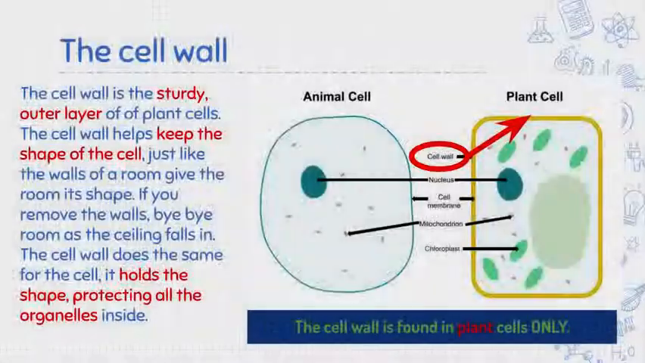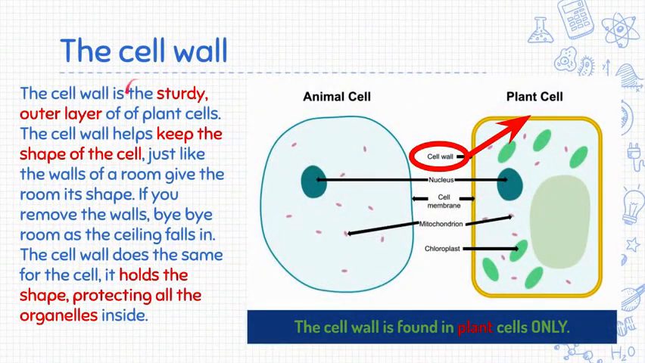Our third organelle that we're going to explore is the cell wall. The cell wall is a sturdy outer layer of plant cells. The cell wall helps keep the shape of the cell, just like the walls of a room give the room its shape. If you remove the walls, bye bye room, as the ceiling falls in. The cell wall does the same for a plant cell. It holds the shape, protecting all the organelles inside. So if we see over here, a cell wall is only found in plant cells, and this is this outer layer. It's very sturdy, it's very rigid, only found in plant cells.